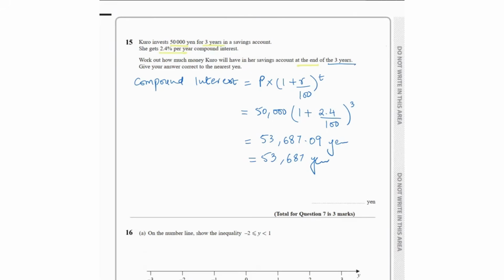So this formula is the main thing. And remember that the compound interest formula gives you the final value of the investment, not the interest earned. If they were asking to find the interest earned, you would subtract the amount invested from this value. That would give you the interest earned.